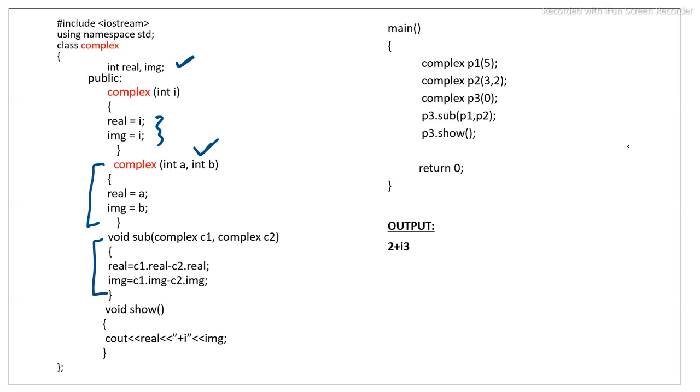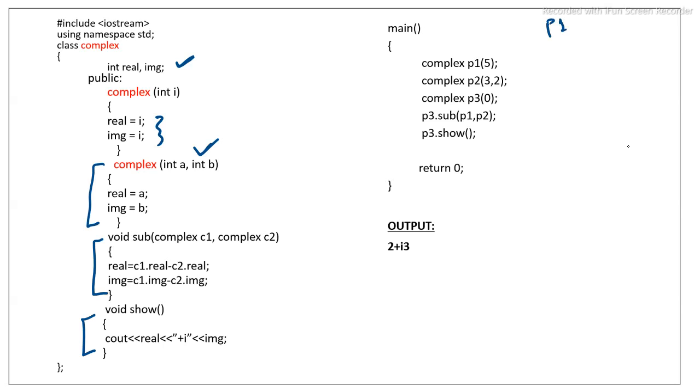It is taking a complex type argument, or class type argument, and we are doing this subtraction for the respective object we have received. And another member function, the show function, to display the output in a complex number format, we have taken, and we have closed the class. After closing the class, the main function is there. In the main function, the p1 object is created.